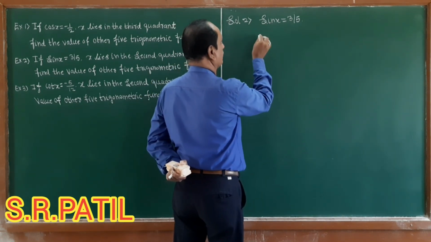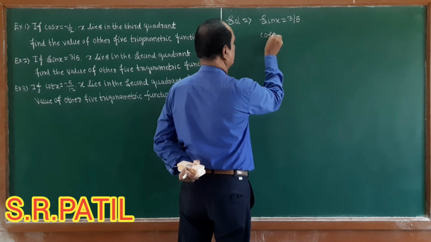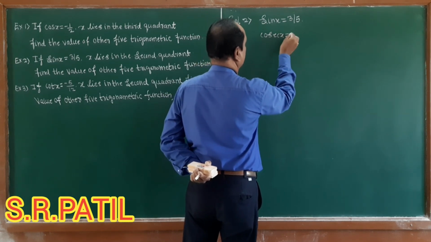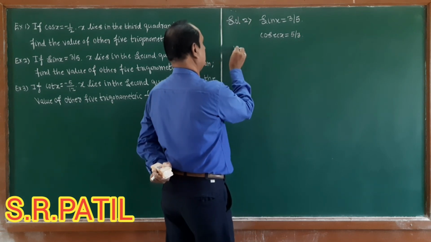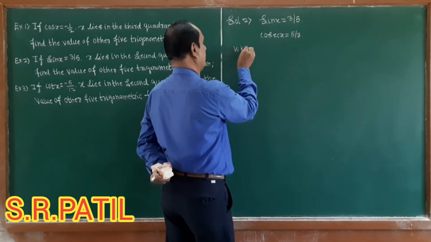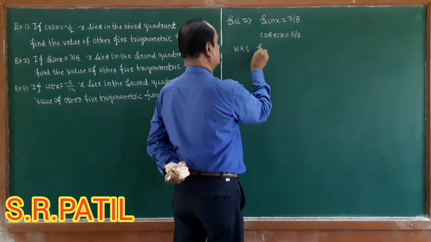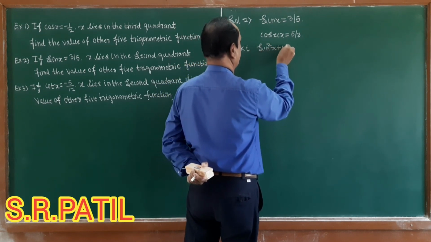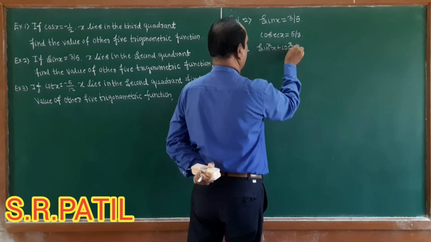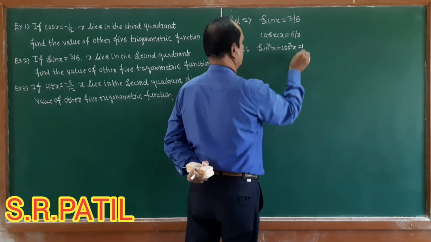Write its reciprocal, that is cosec x. Cosec x is equal to 5 divided by 3. We know the trigonometric formula: sin square x plus cos square x is equal to 1.